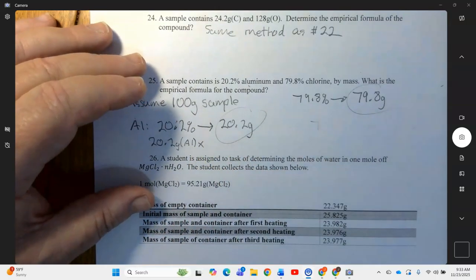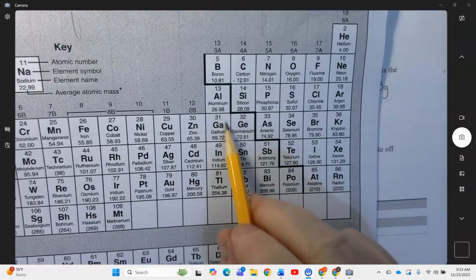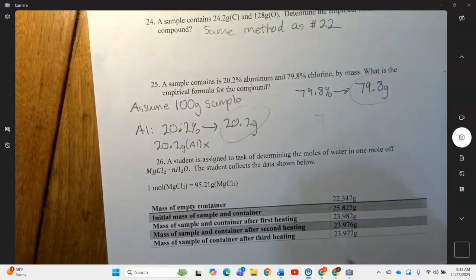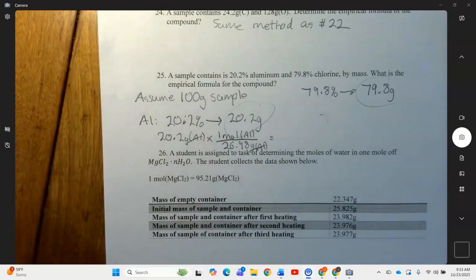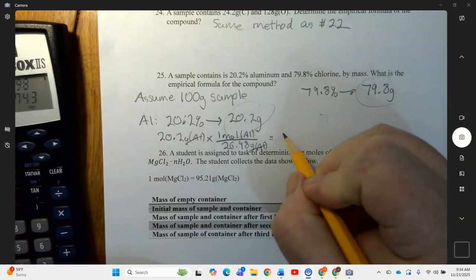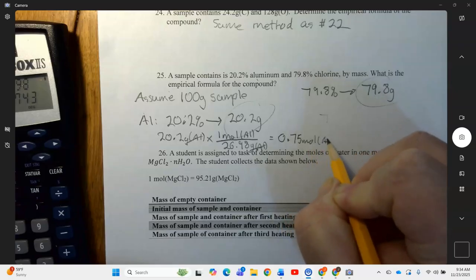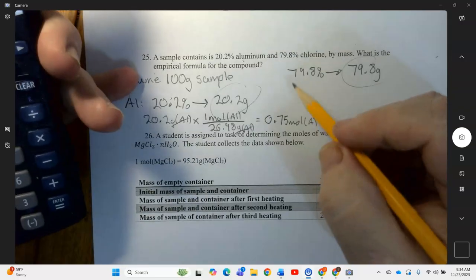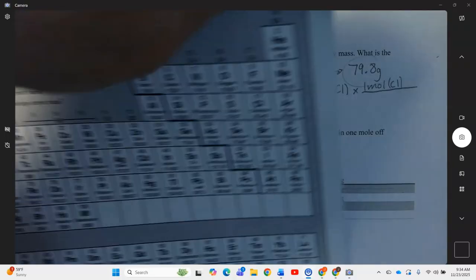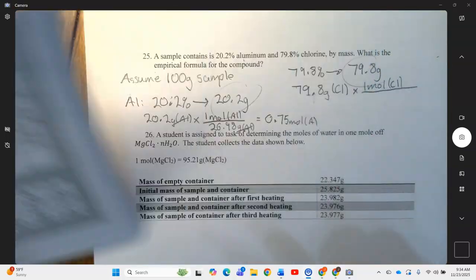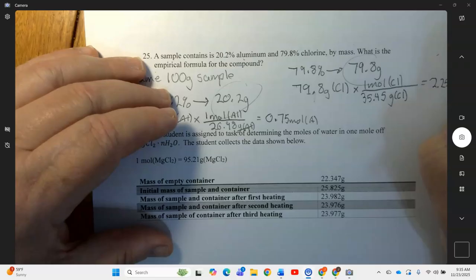times the molar mass of aluminum, and that is going to be 26.98 per mole. So 1 mole. Okay, it's going to give you 0.75 moles of Al. Come up here, do the same thing for the chlorine. Come over to the periodic table, and if you look at that, it's right there. It's 35.45. And we get 2.25 moles of Cl.